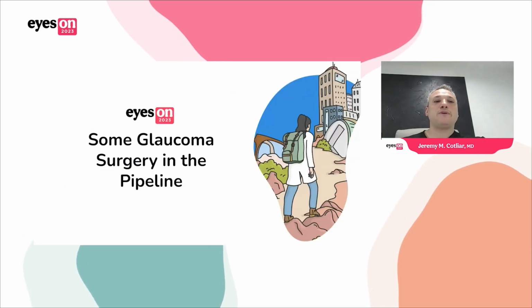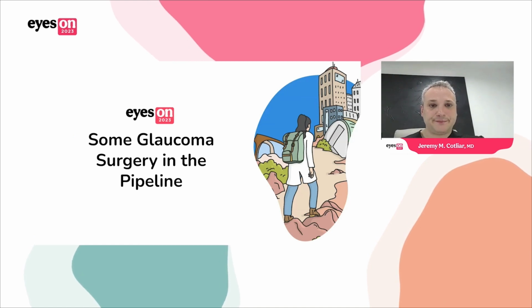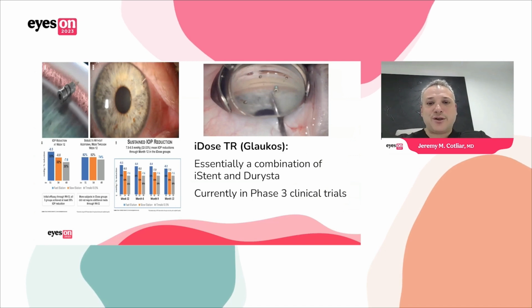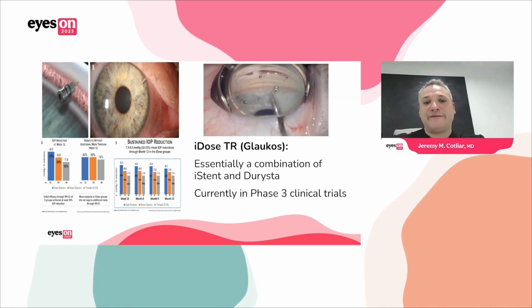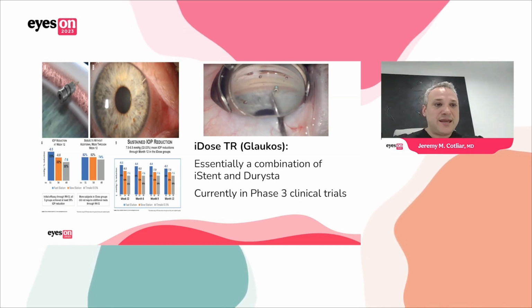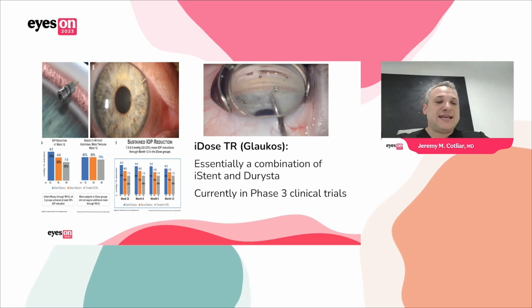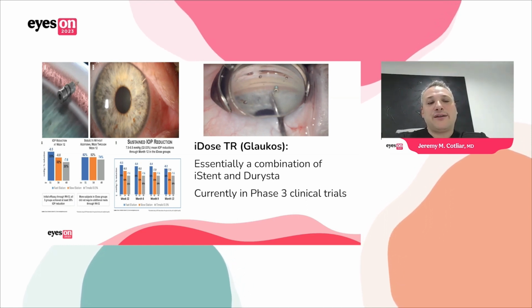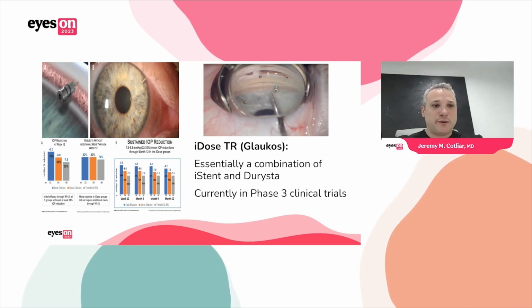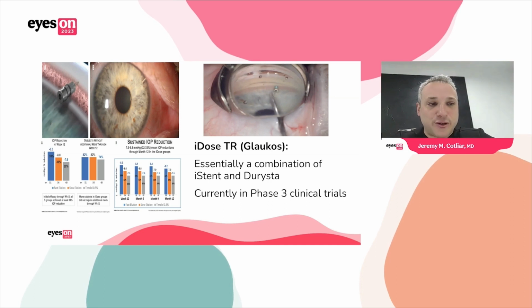So here are some glaucoma surgeries in the pipeline. This is the iDose TR from Glaukos, the same company that makes the iStent. It's essentially a combination of the iStent and Durysta. The iStent, if you recall, is the injectable snorkel, which allows the aqueous humor to bypass the trabecular meshwork and access Schlemm's canal, thus lowering intraocular pressure.